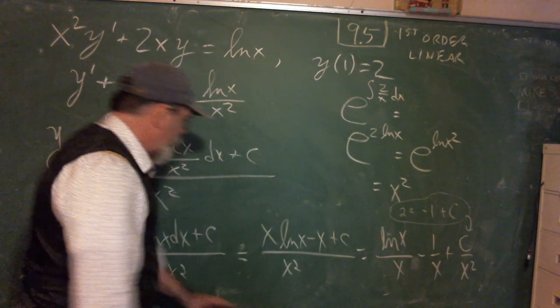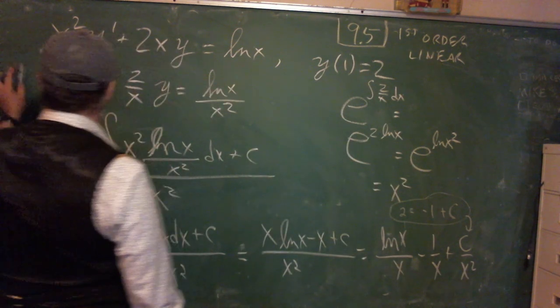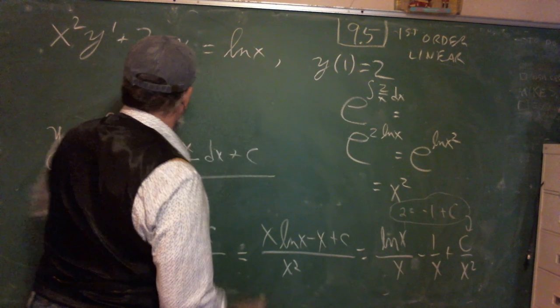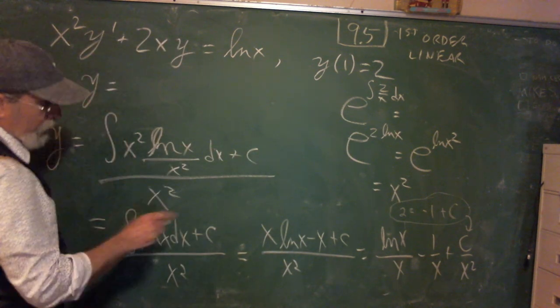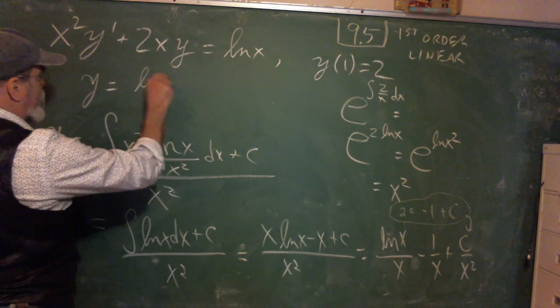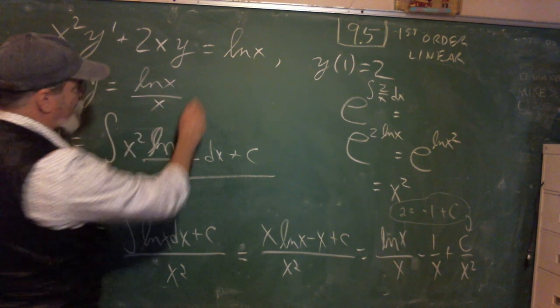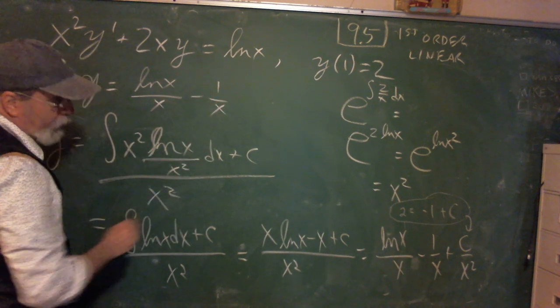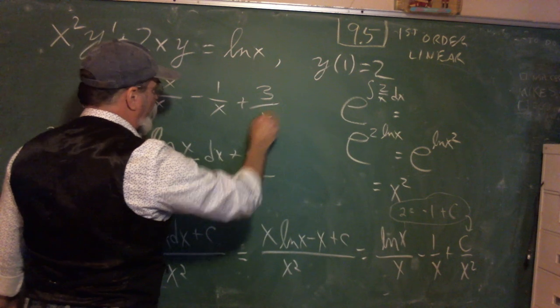I can write my answer right now. Let's write this answer. y is equal to natural log of x over x minus 1 over x plus 3 over x squared.